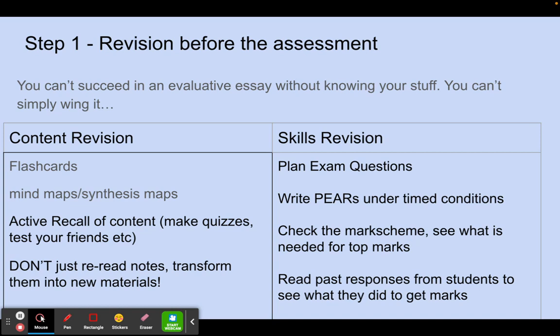One of the videos I intend to do later on is that we will look through a past evaluative essay that a student wrote in the exam that got near enough full marks or an A star, and we'll really break down what they did, what they incorporated, and how they did it that kind of almost forced the examiner to give them the marks.